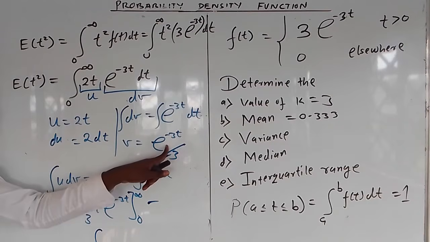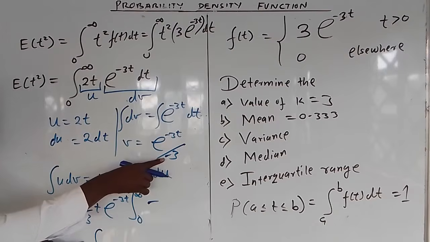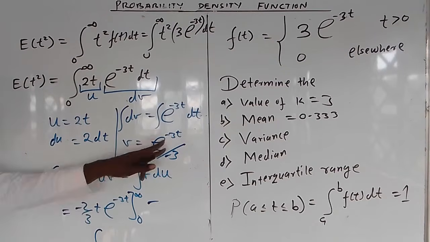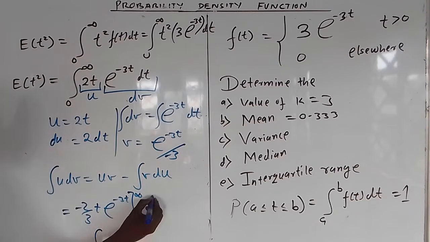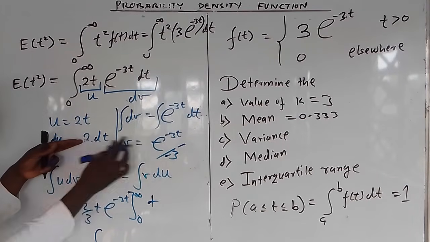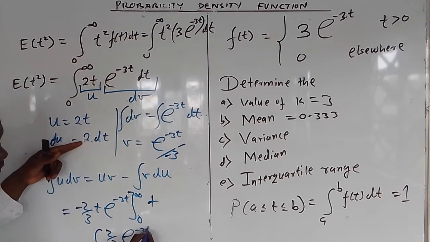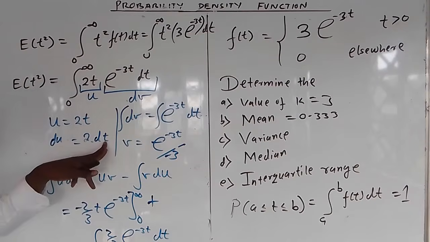What is your v? Negative. See, this negative will change this sign to positive. See there? v du. So this negative changes the sign to positive. So this times this, you get 2 over 3. See, 2 is in the numerator, 3 is in the denominator. That is 2 over 3 exponential negative 3t dt, isn't it?